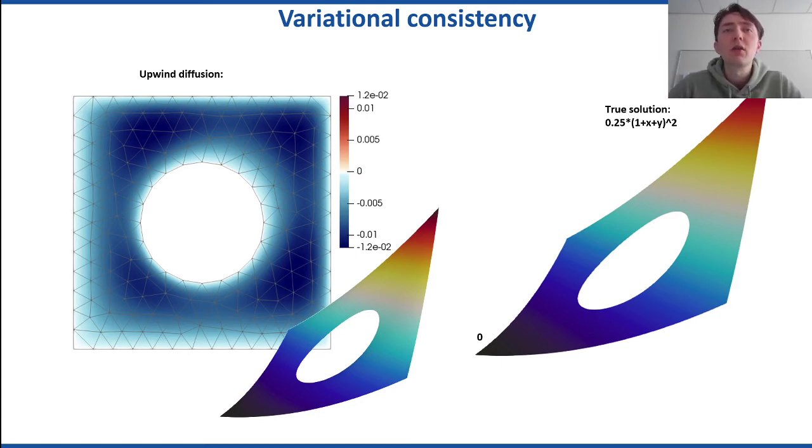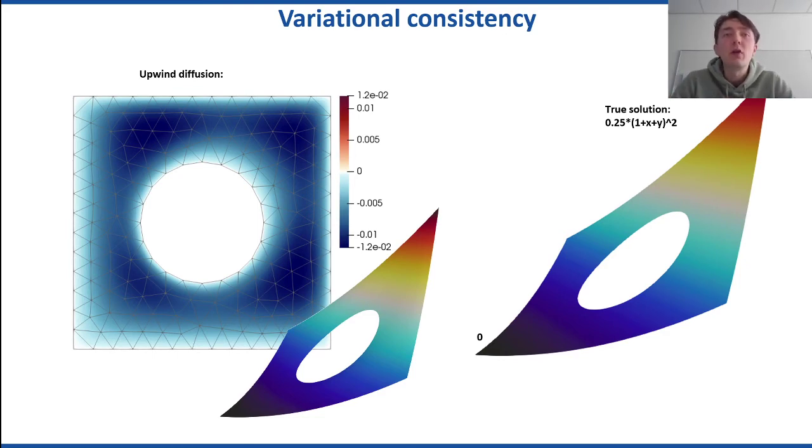Now, this might not look like a huge problem. The solution still looks quite similar, but this can lead to all kinds of problems if we want to make sure that certain quantities are maintained over time. Then we don't want to add any diffusion that's not absolutely necessary, because this will slowly start to kill all the oscillations that might actually be physical.